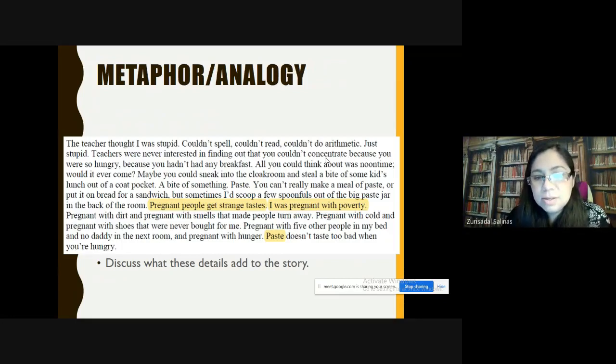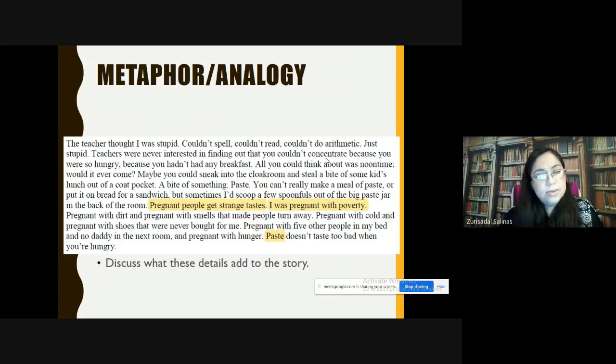But sometimes I scoop a few spoonfuls out of a big jar in the back of the room. Pregnant people get strange tastes. I was pregnant with poverty. Pregnant with dirt and pregnant with smells that made people turn away. Pregnant with cold and pregnant with shoes that were never bought for me. Pregnant with 5 other people in my bed and no daddy in the next room. I'm pregnant with hunger. Paste doesn't taste too bad when you're hungry.